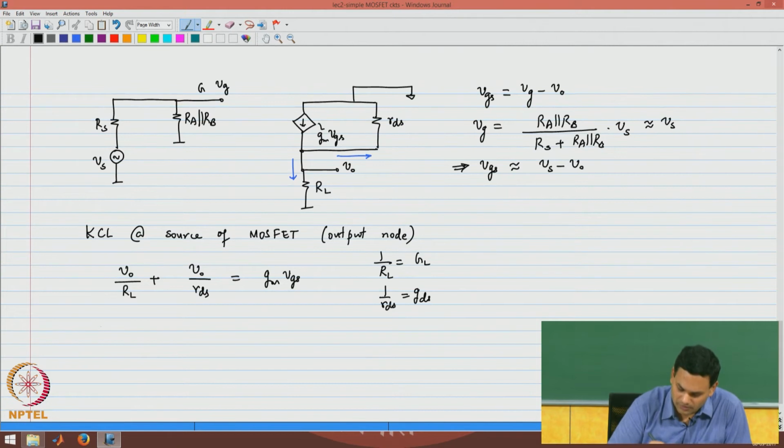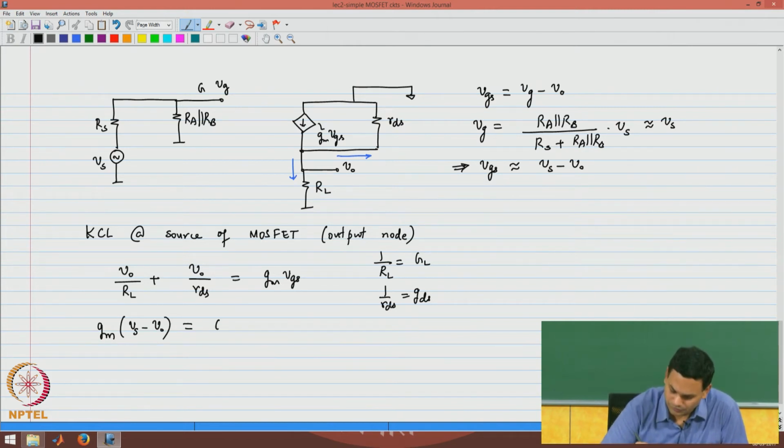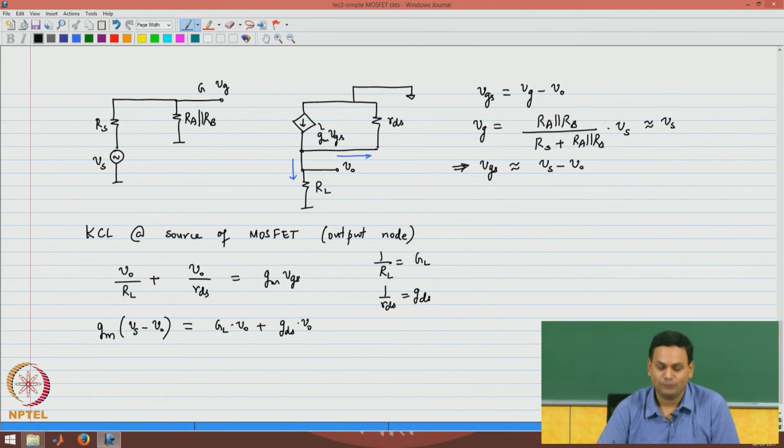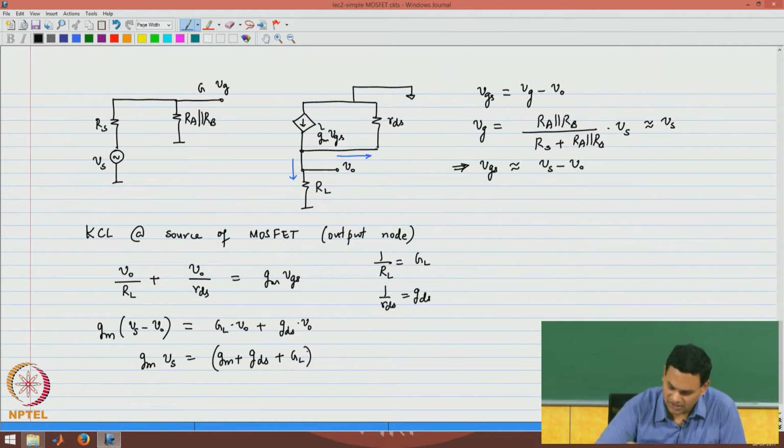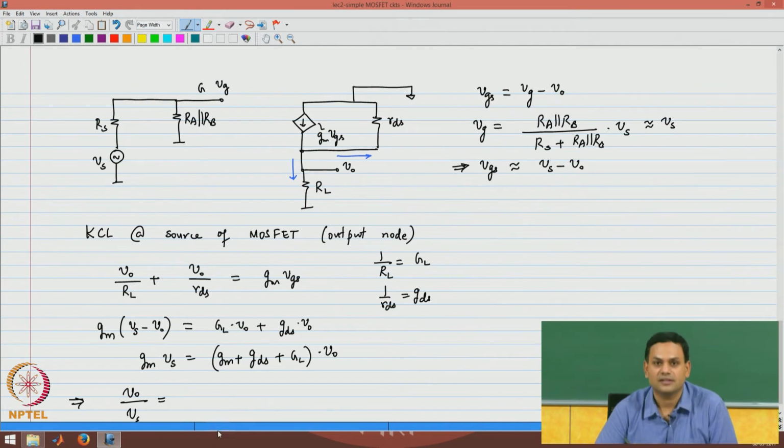So, now, GM times Vs minus Vo is equal to GL times Vo plus GDS times Vo, and therefore, GM times Vs is GM plus GDS plus GL times Vo, and this gives us the expression for the gain of the device, gain of the amplifier.